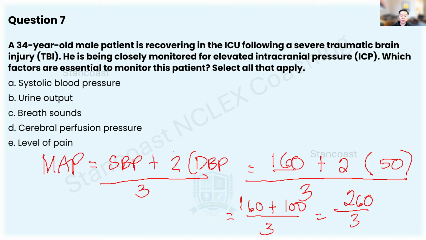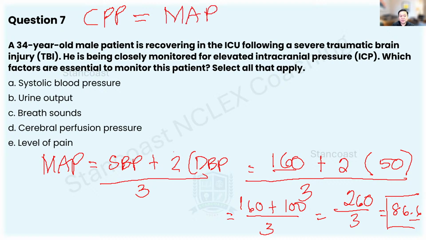So your MAP value is 86.6. Now, this value, 86.6, will be used in our formula, which is the CPP, right? CPP is the difference between the MAP by the ICP value, right? 86 or 87. Yes, that's correct. So if we are going to calculate the CPP value, this is going to be 87.